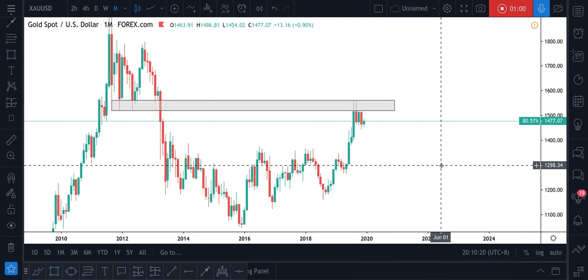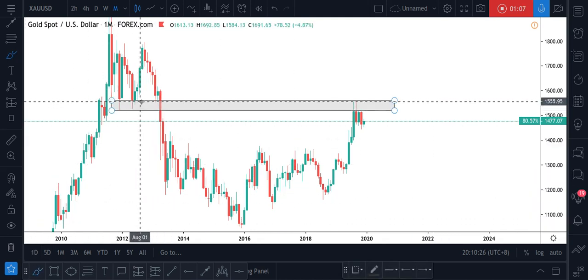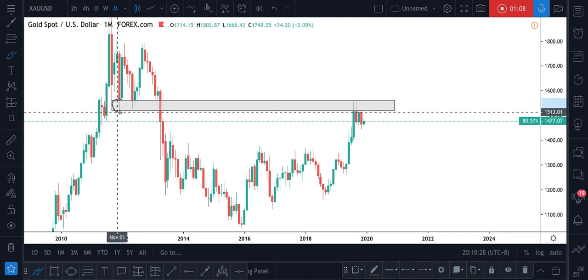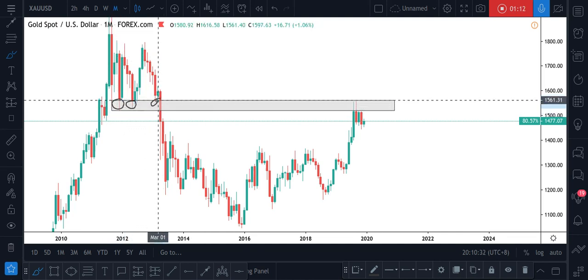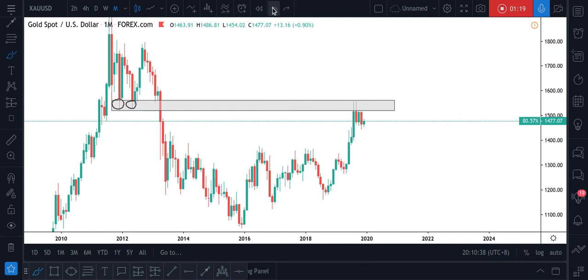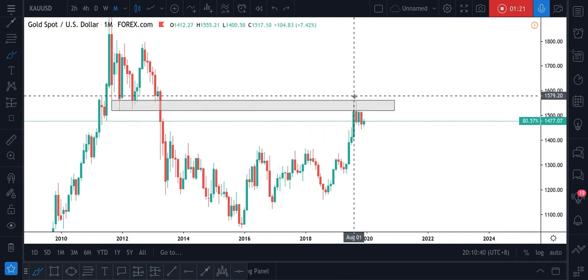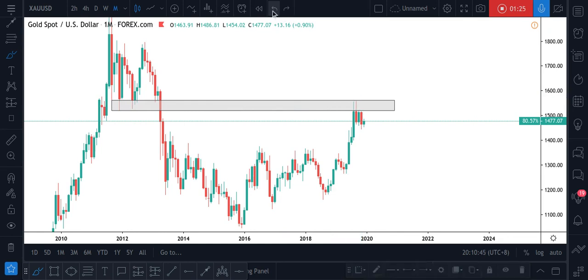As you can see, in this area over here we have a very, very strong resistance area. This area before on the monthly was nice support, and now we can expect a very strong resistance area. You can basically see on the monthly time frame that it has rejected this area very, very aggressively.